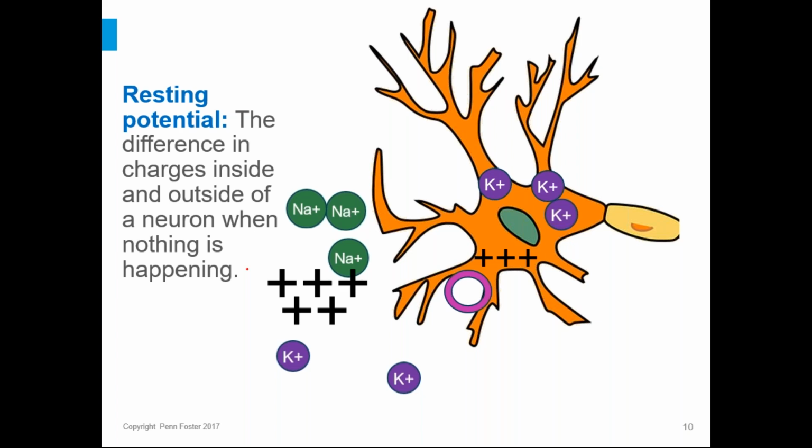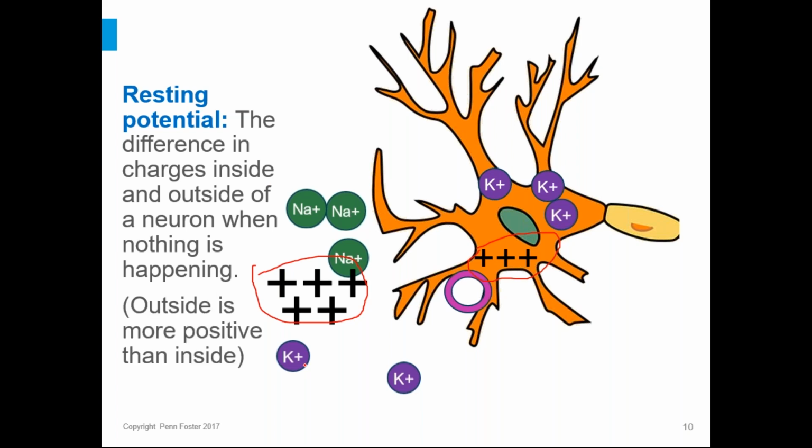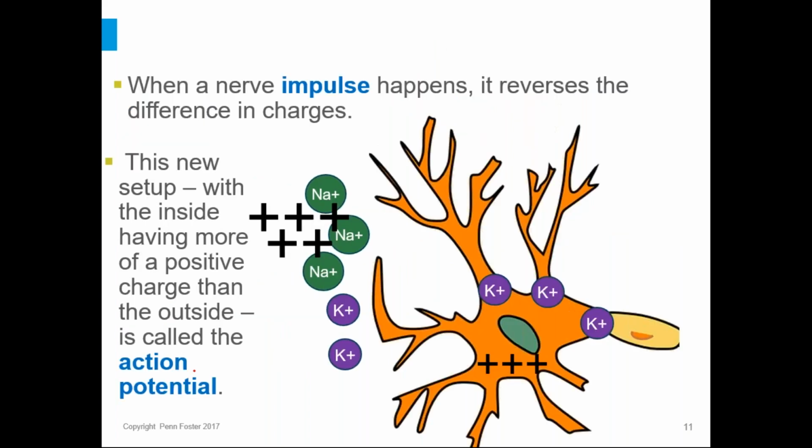So this is called resting potential, when there's a greater charge outside of the cell than inside of it. The reason that happens is the potassium is allowed to leave the cell, and so you have potassium and sodium building up the positive charge outside. Outside is more positive than inside. So the resting potential is the difference between the charges inside and outside of the cell when nothing is happening.